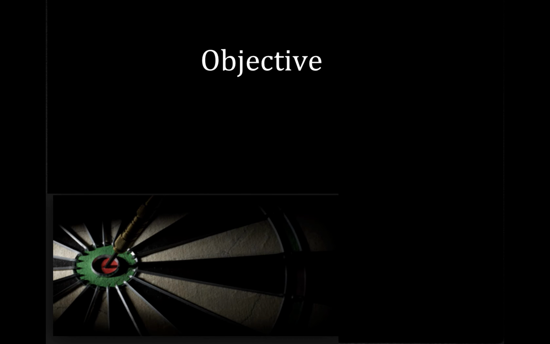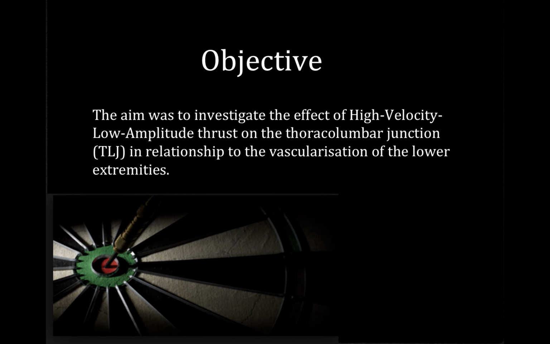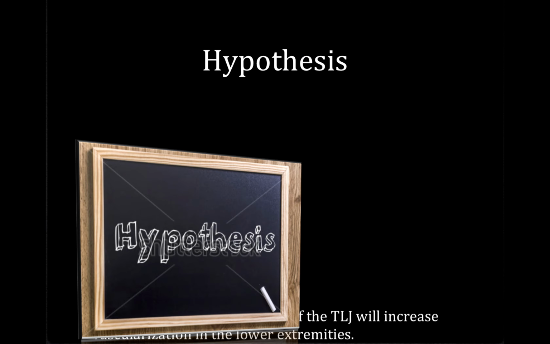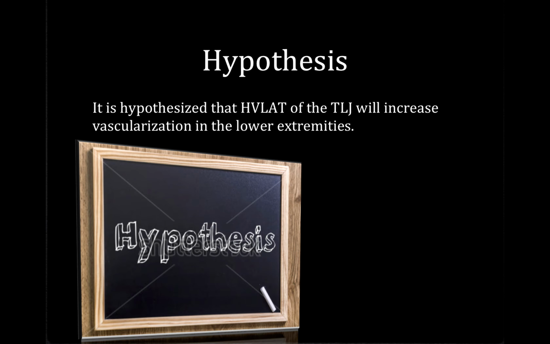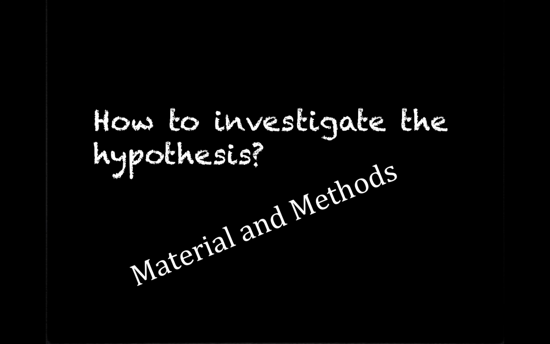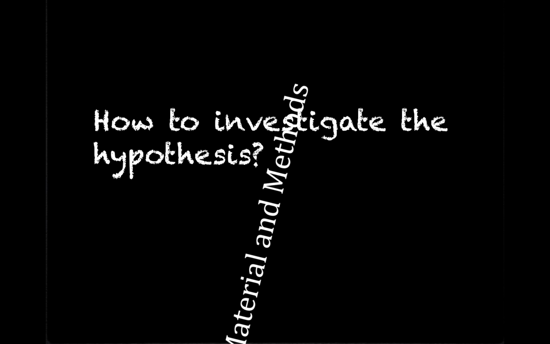But what was the objective of this study? The aim was to investigate the effect of high velocity, low amplitude thrust on the thoracolumbar junction in relationship to the vascularization of the lower extremities. A hypothesis was made. It was hypothesized that high velocity, low amplitude thrust on the thoracolumbar junction will increase the vascularization in the lower extremities. But how to investigate this hypothesis is described in material and methods.